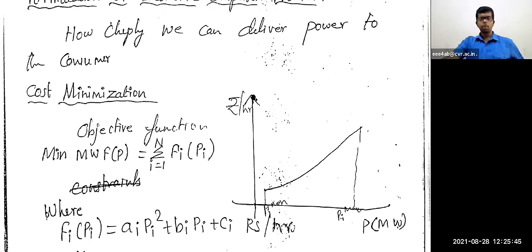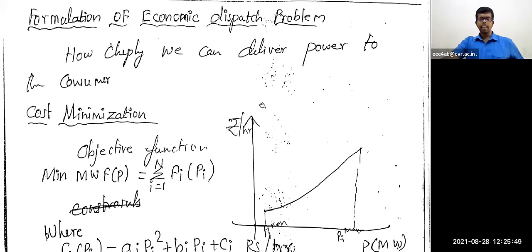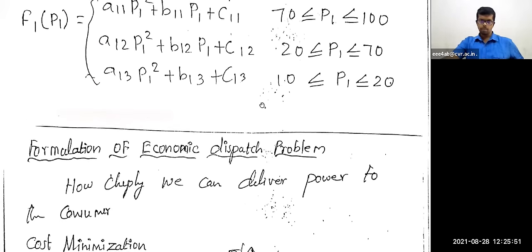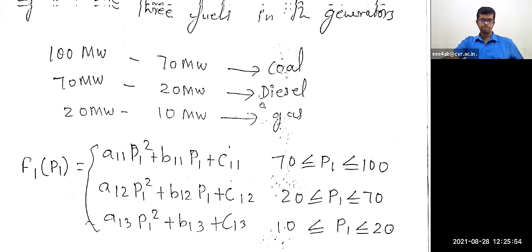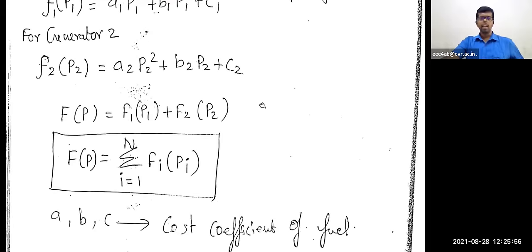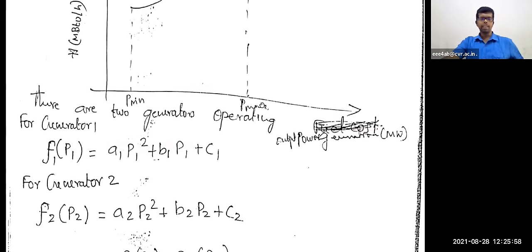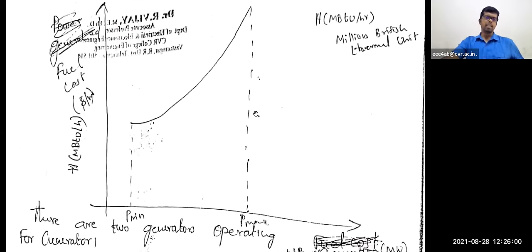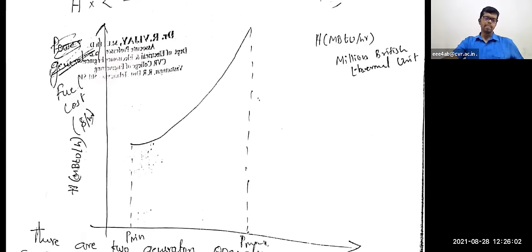It is directly proportional to. So you can write here, like yesterday we have seen, here we have seen heat rate. This curve we have to draw. That is H in MBTU per hour. Okay, that is the heat rate.